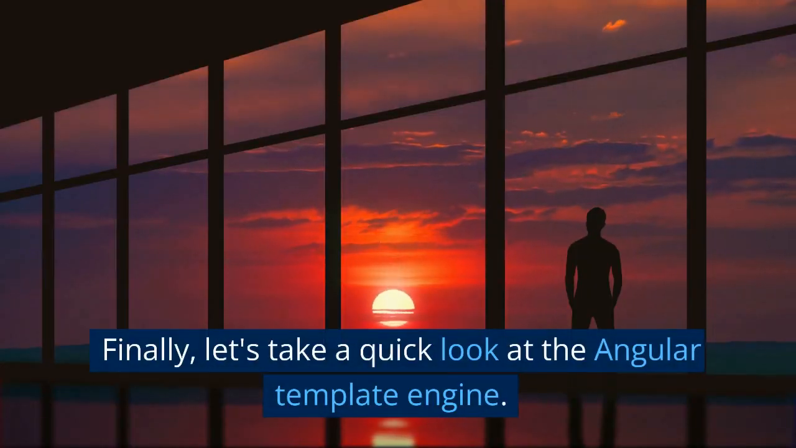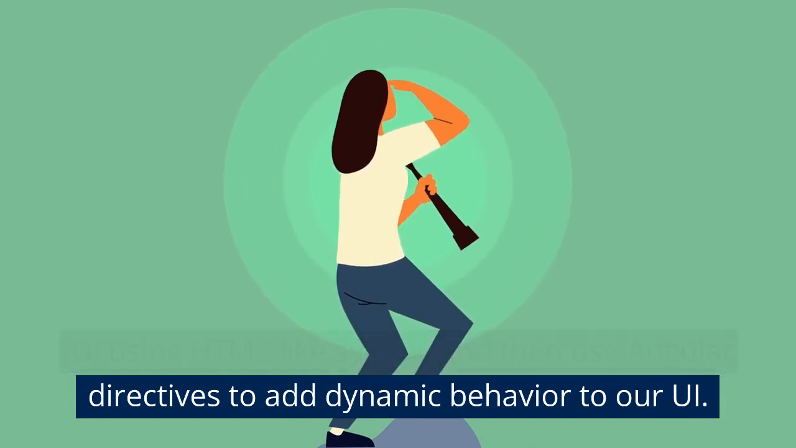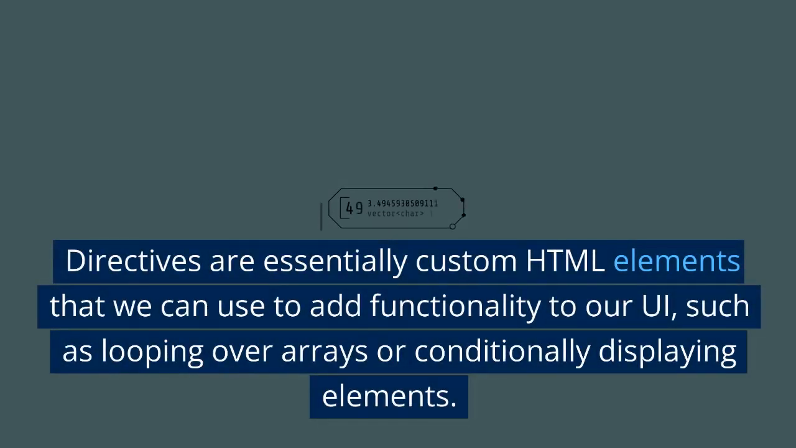Finally, let's take a quick look at the Angular template engine. This is a powerful tool that allows us to write our UI using HTML-like syntax, and then use Angular directives to add dynamic behavior to our UI. Directives are essentially custom HTML elements that we can use to add functionality to our UI, such as looping over arrays or conditionally displaying elements.